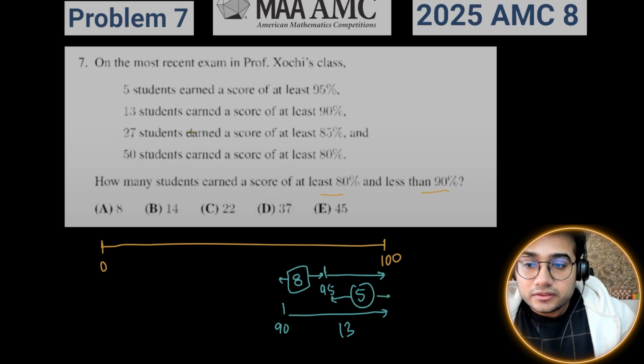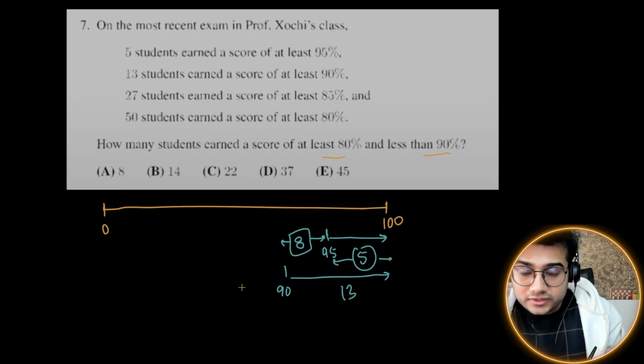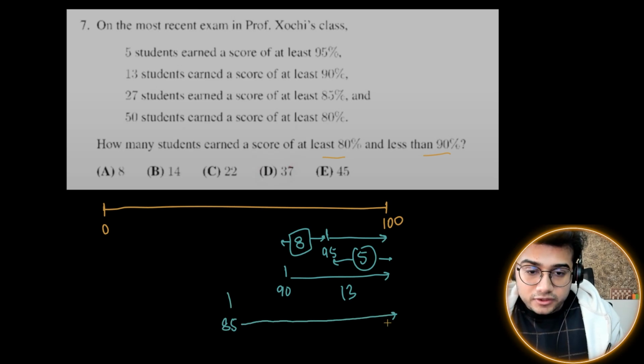Okay, then they said that 27 students earned a score of at least 85. So 85 or greater, we have 27 students. Well, 13 of them are here. That means how many of them are here? 27 minus 13, which is going to be 14. So 14 students are in this region.